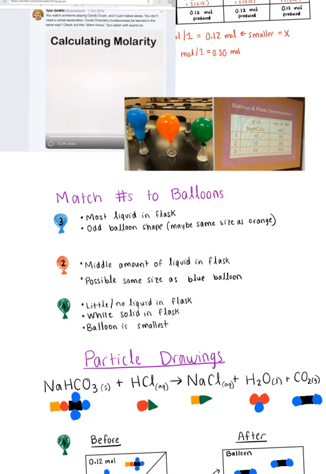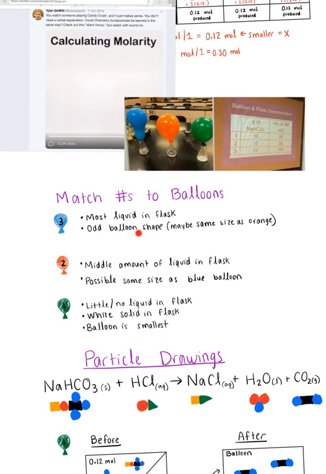Thank you. Okay, so some of you assumed flask 1 was automatically blue, flask 2 was orange, and flask 3 was green, but I want to match them. So here are my observations. Let's start with the blue balloon. There was the most liquid. If we zoom in, there's more liquid here than in the others.